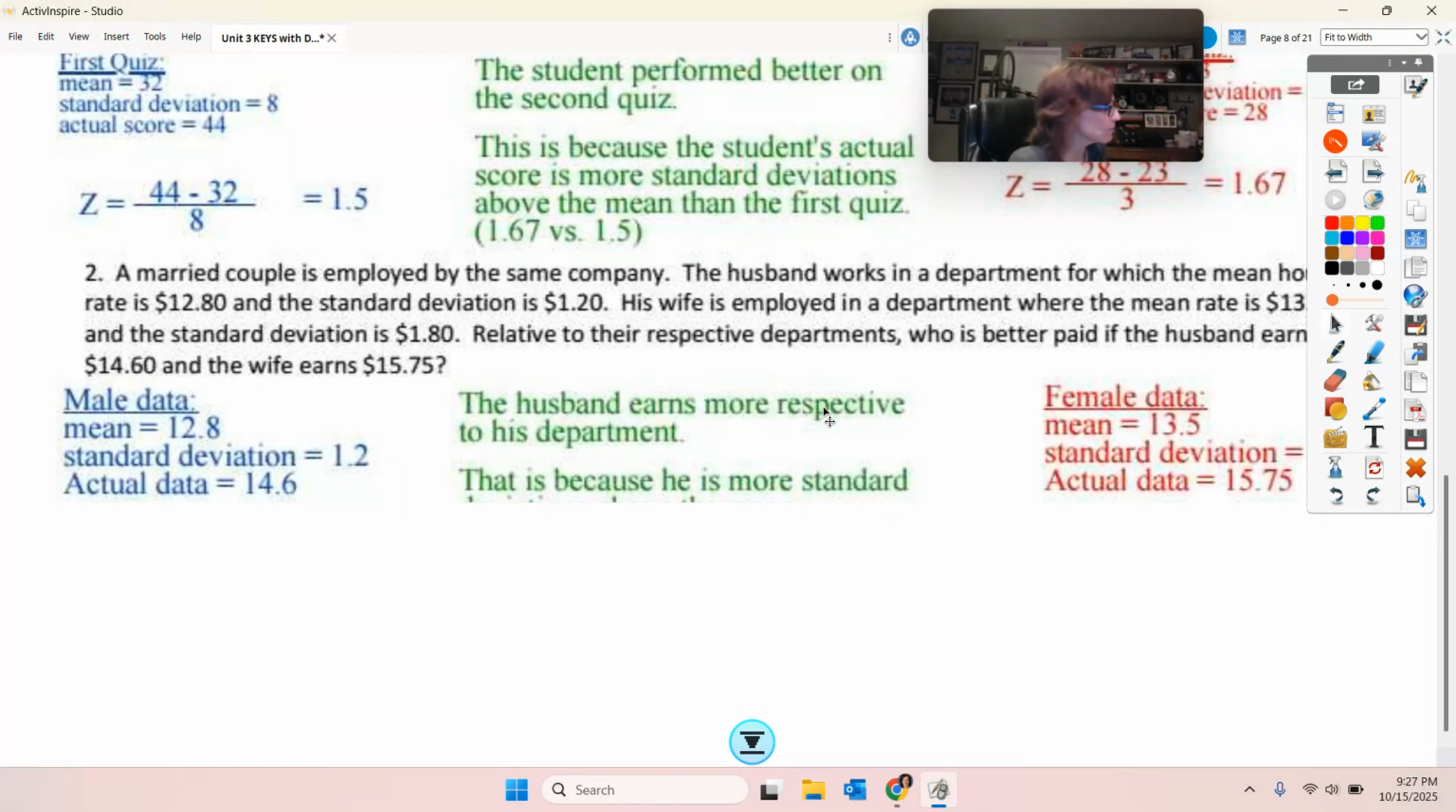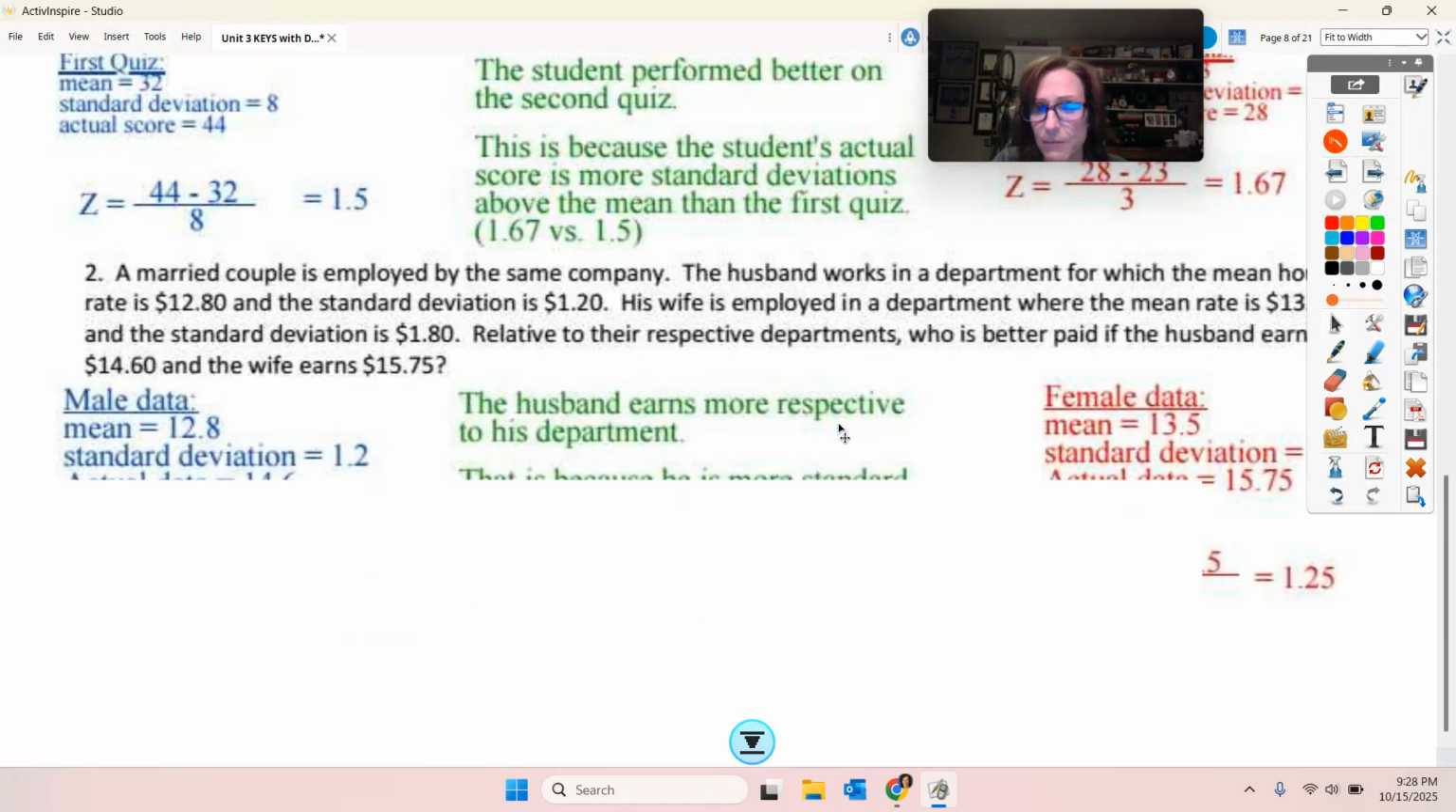Okay, you go on. All right, let's check your math. Here we go. So here is our husband. His x was $14.6 minus the mean over the standard deviation of his department. He was 1.5. So incidentally, guess what? He's going to be also in that 93rd percentile because he's at the same place as that person was on the first quiz. Okay, let's see how the female did, the wife.